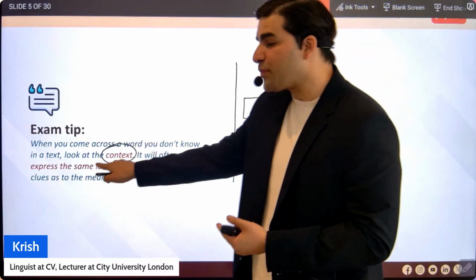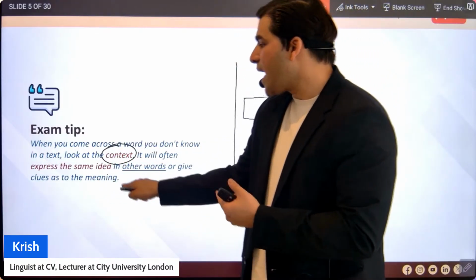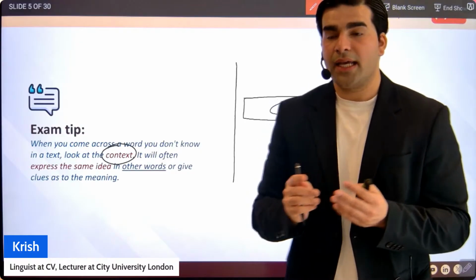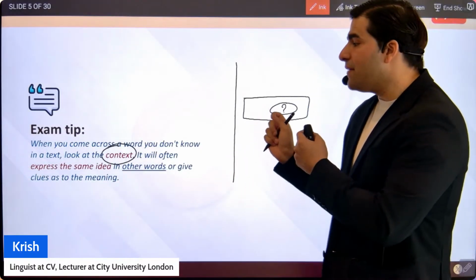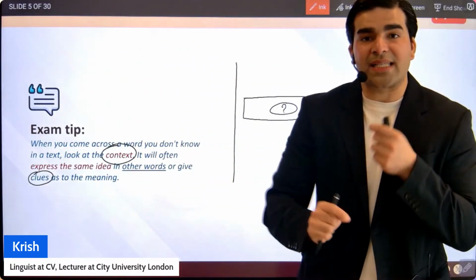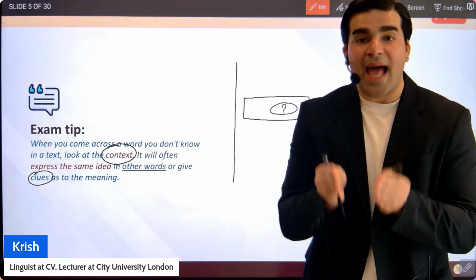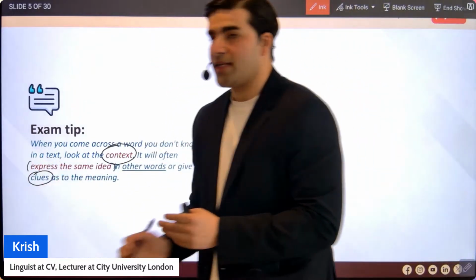It will often express the same idea in other words or give clues as to the meaning. The idea is, when you read the sentence, it gives you clues because it expresses the same idea as the definition of that word. It expresses the same idea.